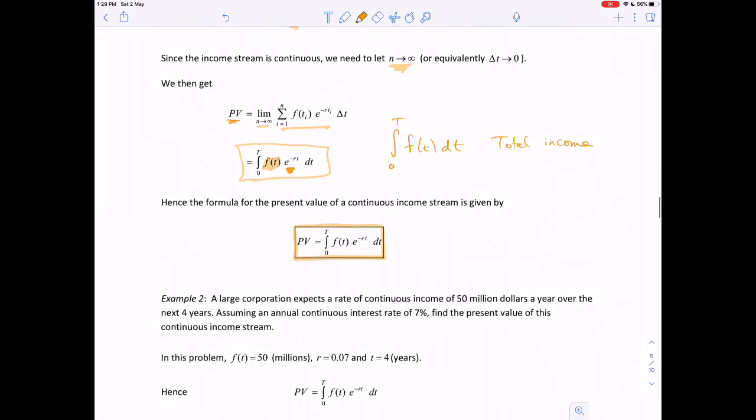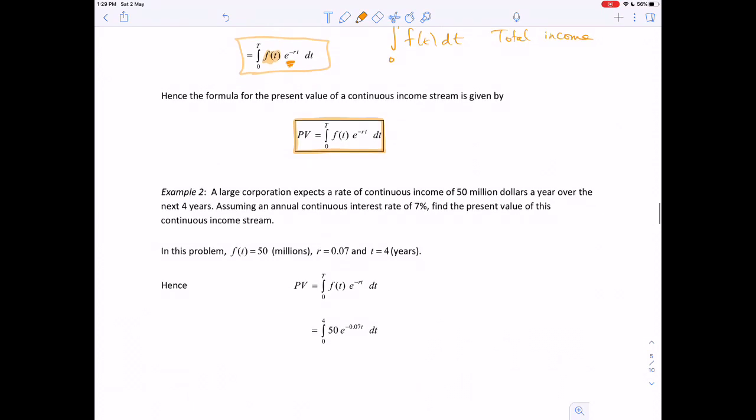So let's look at another example here to demonstrate this. A large corporation expects a rate of continuous income of $50 million a year over the next 4 years. And so f of t is 50 million, and it is a constant in this example. Assuming annual continuous interest rate of 7%, so r is 0.07. Find the present value of this income stream from 4 years of continuous income. And so T is 4.